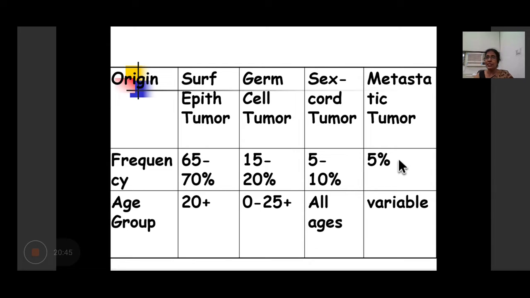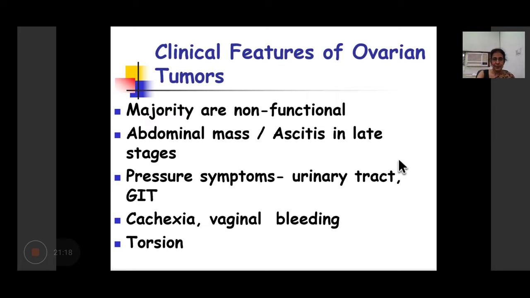Now, amongst the transcoelomic spread, one tumor was mentioned to you, that was Krukenberg's tumor, in which carcinoma of the gallbladder, carcinoma of the stomach, and carcinoma of the colon can spread through the peritoneal cavity and get deposited on the surface of the ovary. It would involve both ovaries by mucin secreting adenocarcinomas, which is called Krukenberg's tumor. Fine. So that was the metastatic tumor spread. It can occur by direct seeding implantation or may also spread through the hematogenous route.